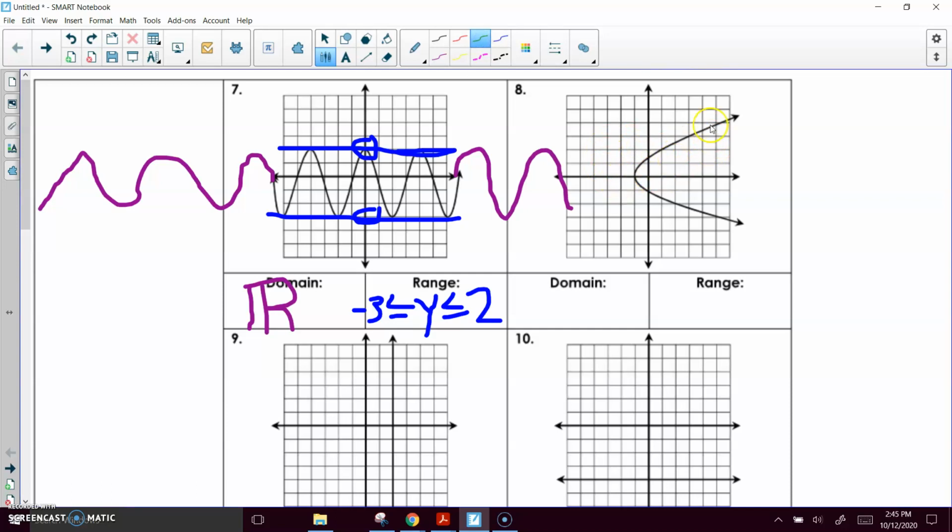For number 8, these arrows tell me it goes forever to the right. But it does not go forever to the left. This is as far left as my graph goes. And that corresponds with -1 on my x-axis. But it goes forever to the right, so that means my x values are greater than or equal to -1.